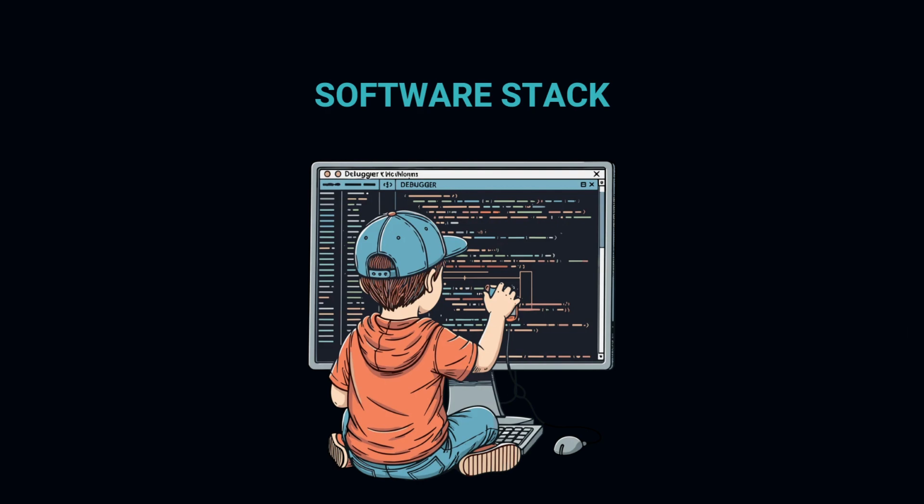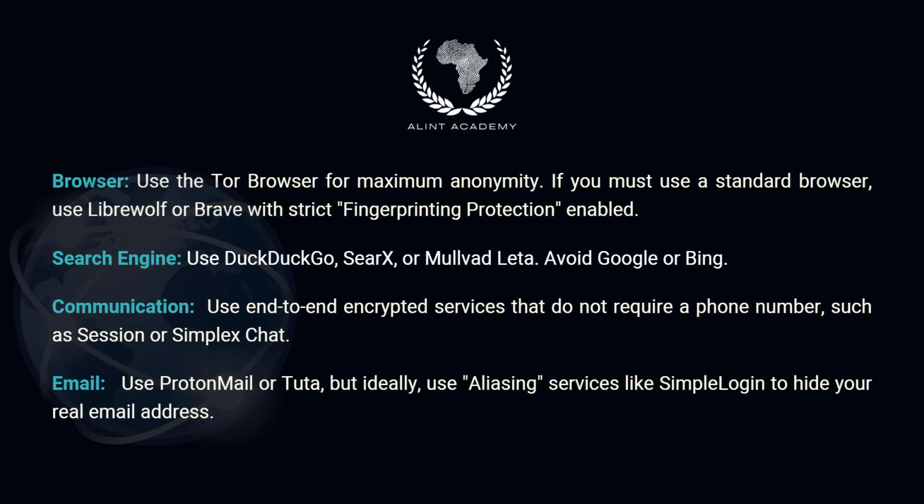Software stack. The browser is one of the most exposed components in any workflow. Privacy-focused browsers such as Tor Browser are designed to reduce tracking and fingerprinting. Search engines that emphasize privacy, such as DuckDuckGo, reduce profiling compared to traditional data-driven search platforms. For communication, end-to-end encrypted services that minimize metadata exposure provide stronger operational resilience. Email compartmentalization and aliasing services can reduce identity linkage across platforms. The principle is minimization. Reduce data leakage at every layer.